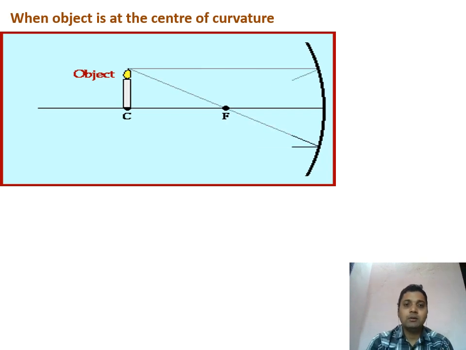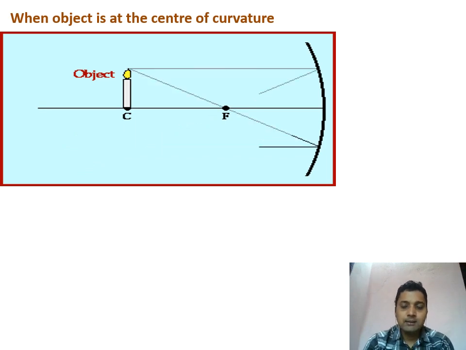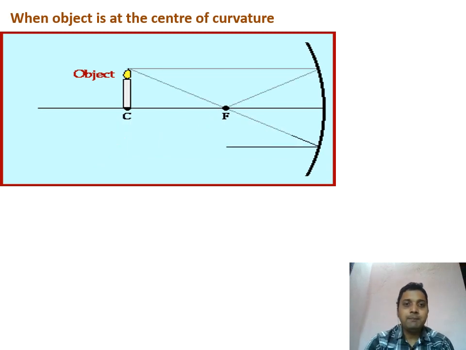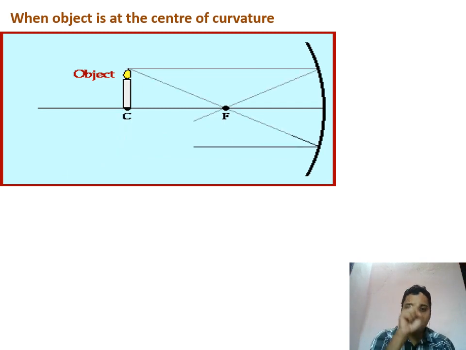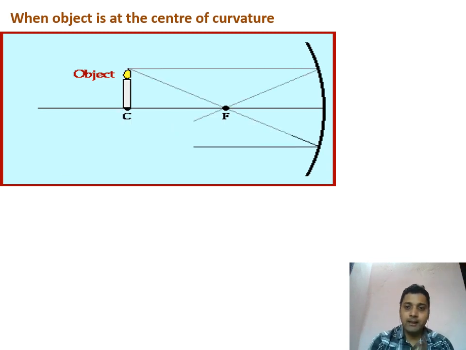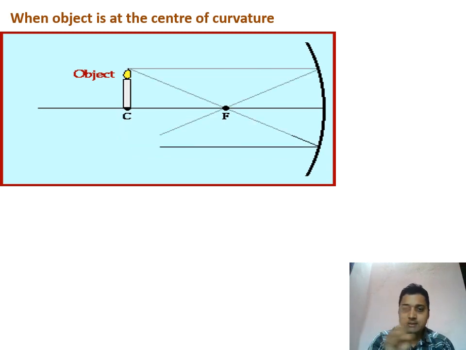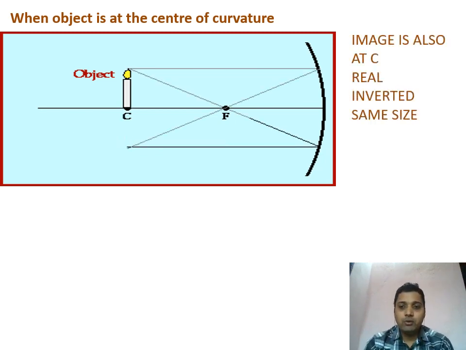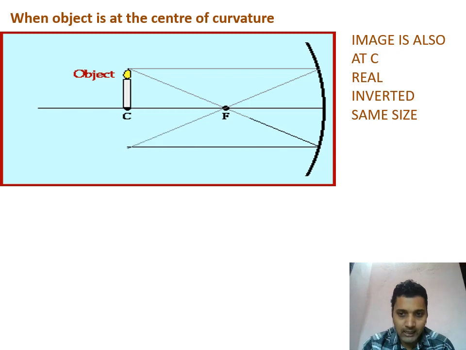at the exact C position, and the image nature is real, inverted, and the same size as the object. At ray diagram time, as we draw the object we give an arrow mark, so that we are able to know the head part of the object, and always the light rays from whichever side we are taking, we give the arrow mark for the incident ray and reflected ray. Here the image forms. The image also forms at C, and the nature is real, inverted, and the same size.